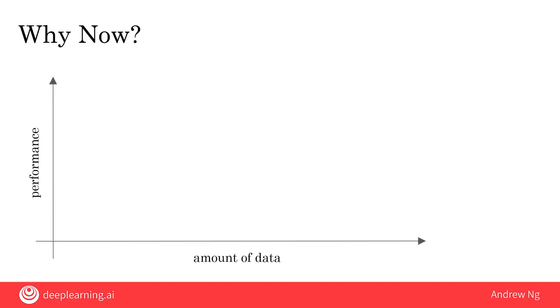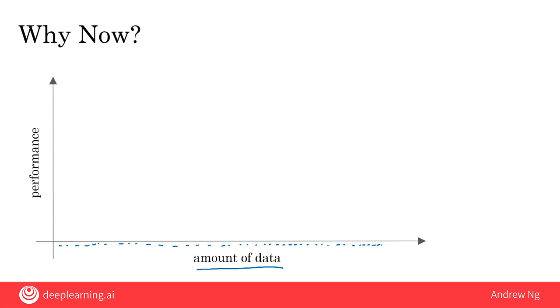Let's say on the horizontal axis, you plot the amount of data you have for a task. So for speech recognition, this might be the amount of audio data and transcripts you have. In a lot of industries, the amount of data you have access to has really grown over the last couple of decades, thanks to the rise of the internet, the rise of computers. A lot of what used to be, say, pieces of paper are now instead recorded on a digital computer. So we've just been getting more and more data.